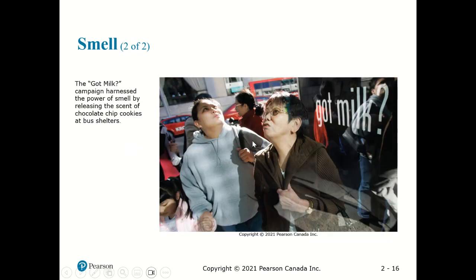Smell, so this is one of the experiments, and the picture is taken from there. At the backside you can see something written: Got Milk. So the Got Milk smell is totally different compared to cow milk. That is a campaign that harnessed the power of smell by releasing the scent of chocolate chip cookies at bus shelters. So marketers do experiments by doing something different.